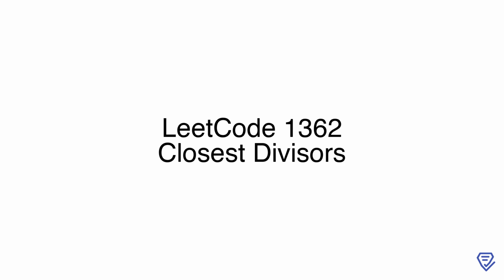Today, we'll be exploring LeetCode problem number 1362, closest divisors. This problem challenges us to find two integers whose product equals either number plus 1 or number plus 2, with the goal of minimizing their absolute difference. Let's dive in and break it down step by step.